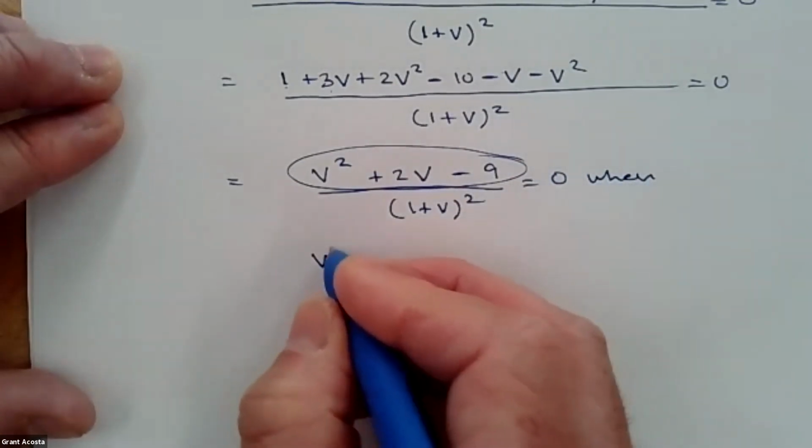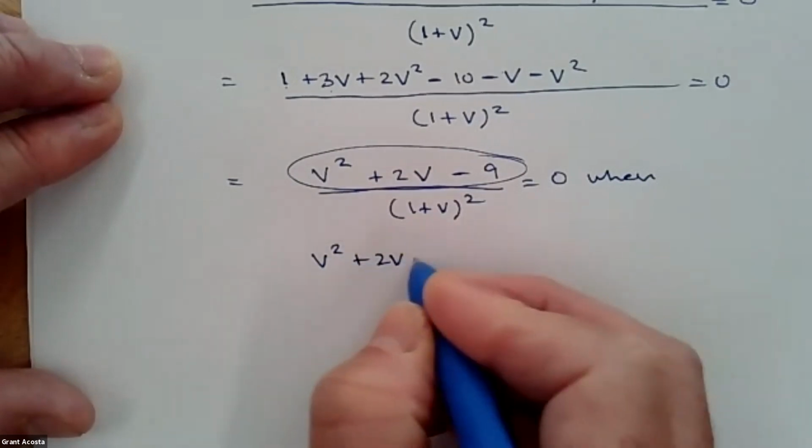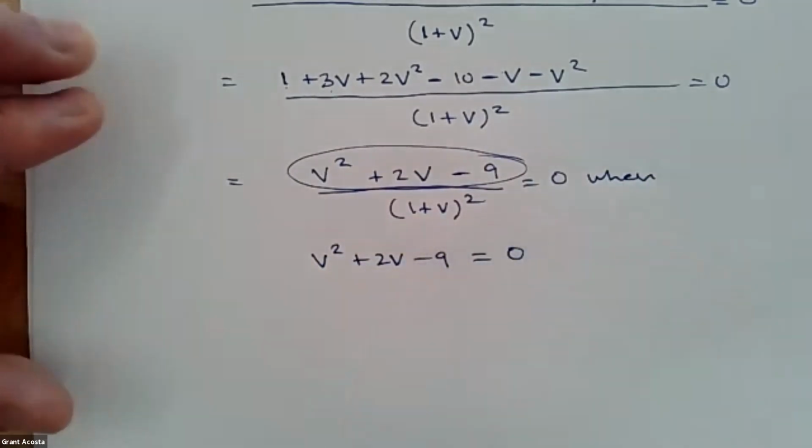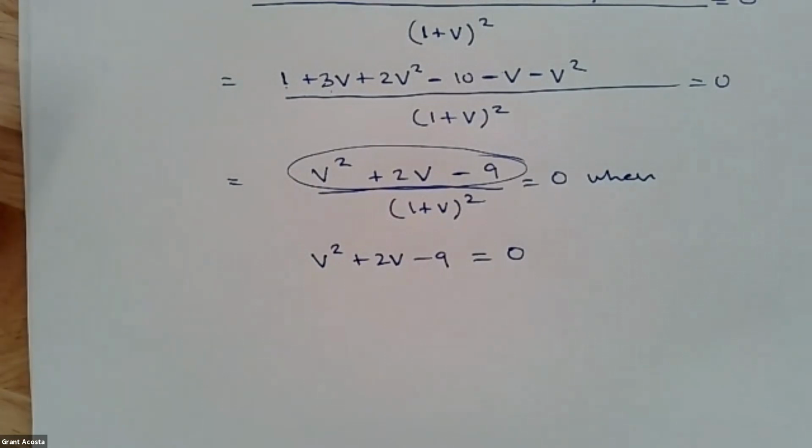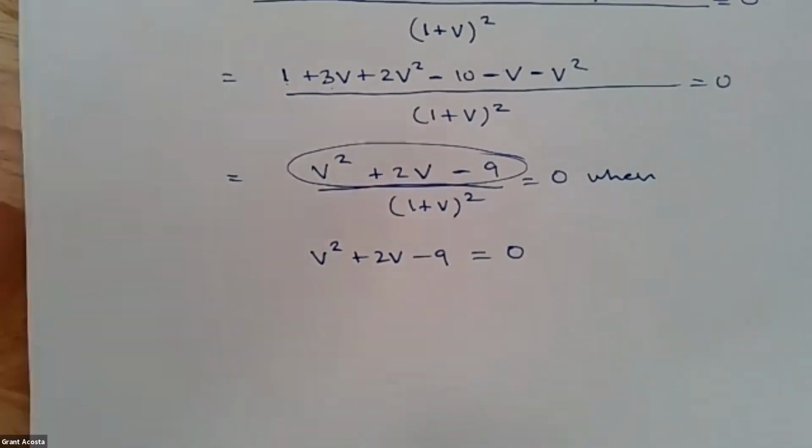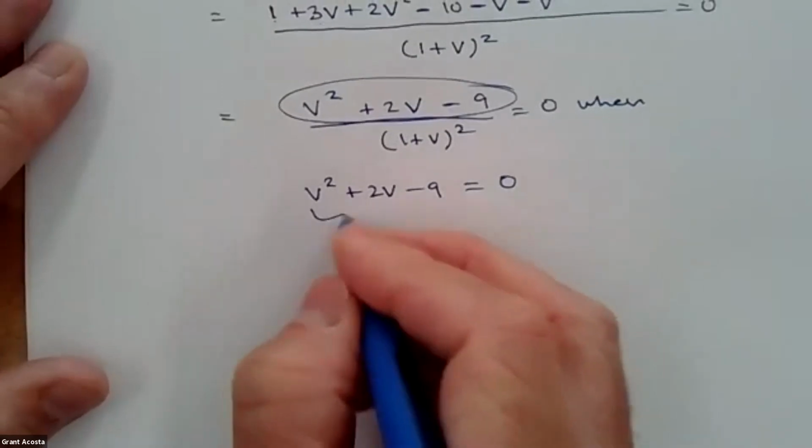I'm just going to write it down here. V squared plus 2V minus 9 equals 0. Now, unfortunately, what is that? You see a quadratic, you want to factor it, right? It ends up not factoring. What is your backup if it doesn't factor? Quadratic formula, yeah.